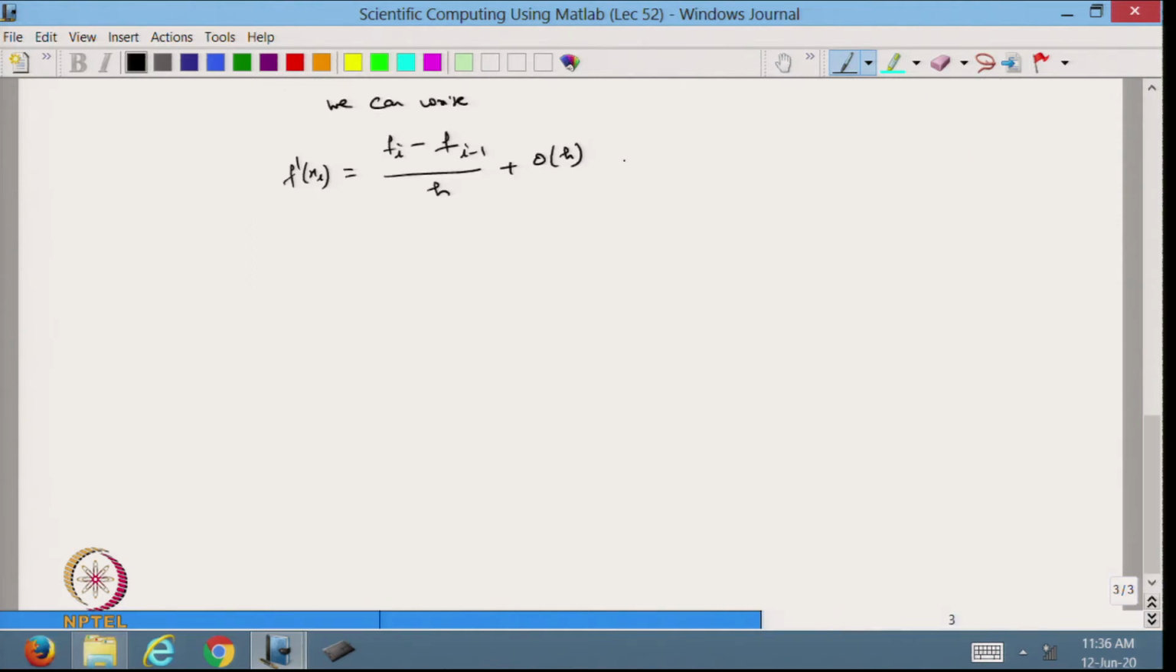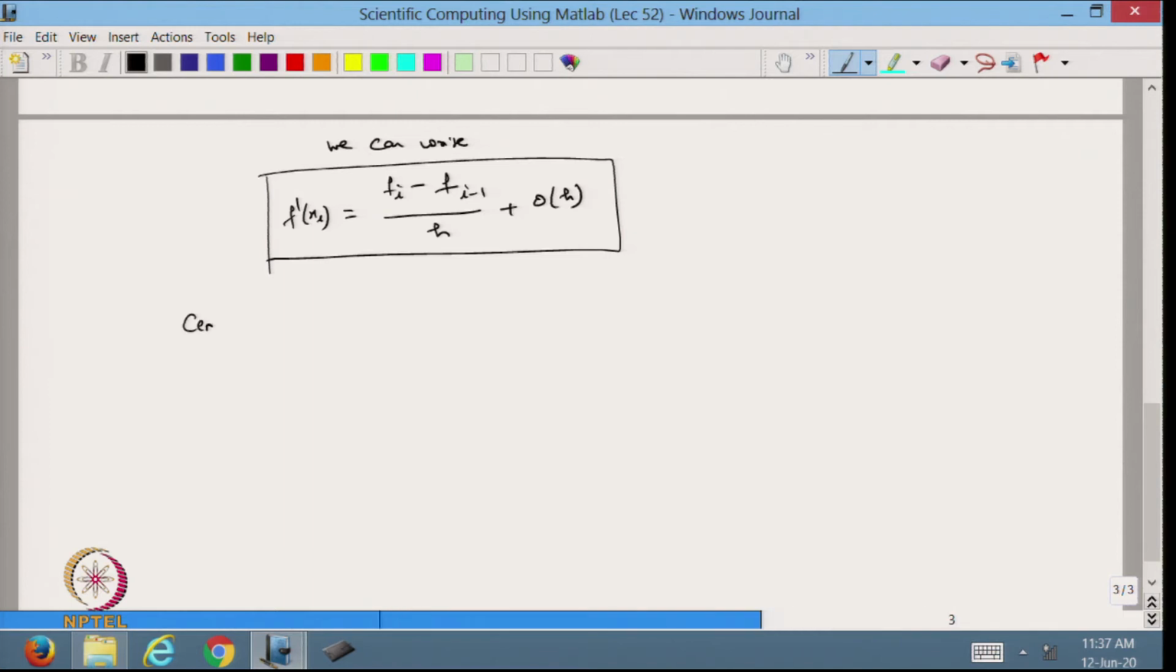So from here I can write that my first order backward difference operator is of order h. So this one we can write down. Now this is of order h. Now I want to write the higher order. Now I want to define the central difference operator.